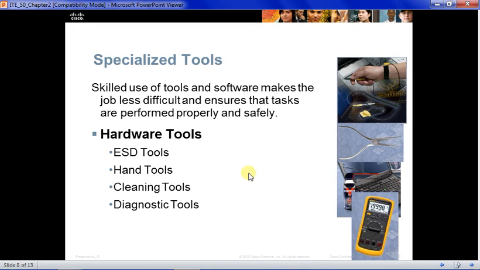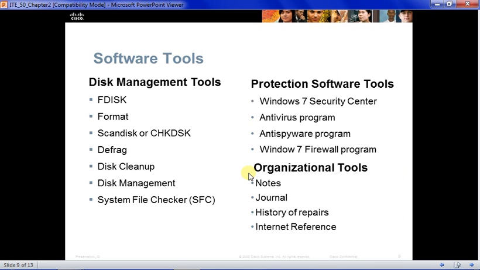Here are some of the software tools that we might use with our computer. There are several software tools for disk management, such as FDisk, Format, Scan Disk or Check Disk, Defrag, Disk Cleanup, Disk Management, System File Checker. We also have special tools for Windows 7. We have Windows 7 Security Center, Antivirus Program, Anti-Spyware, Windows 7 Firewall.